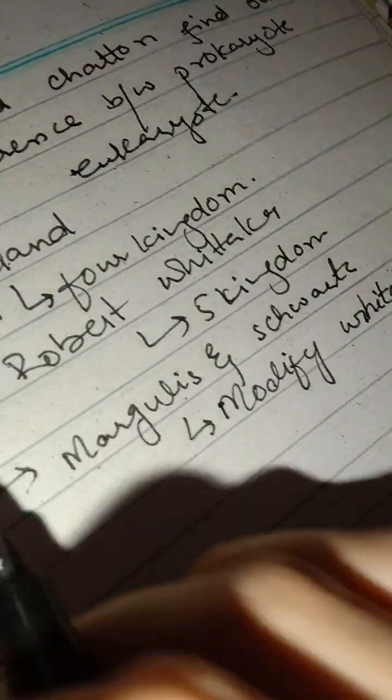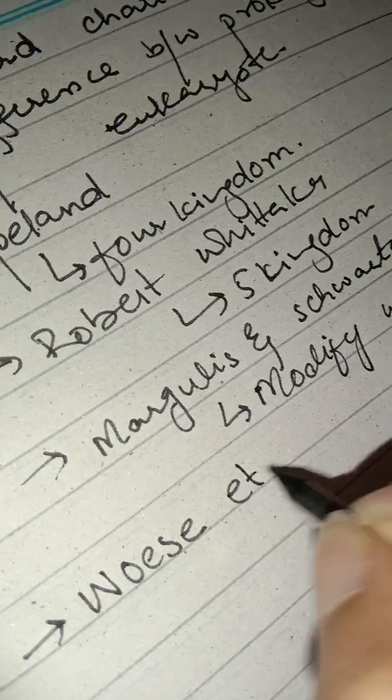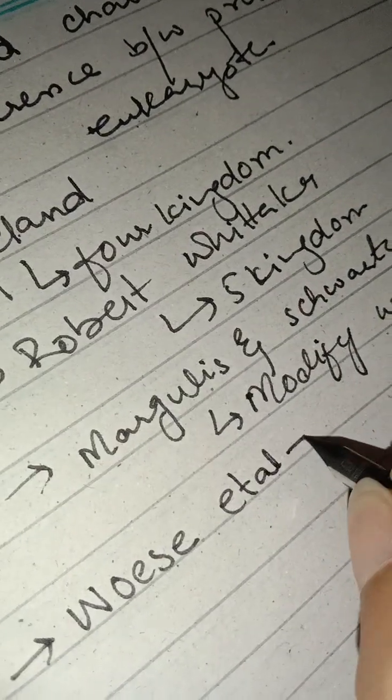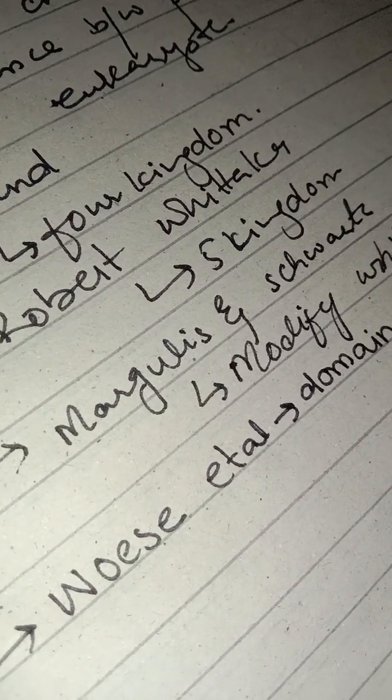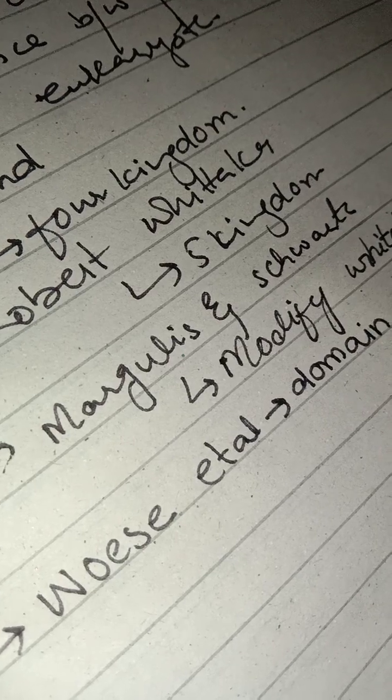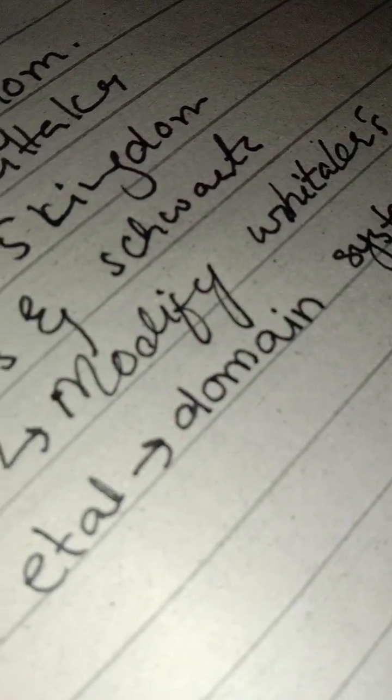Then there is Woese et al. He gave the domain system classification. He gave the concept of the domain system, that is, how prokaryotes are classified in the domain system.